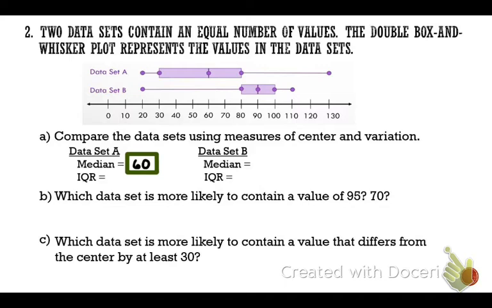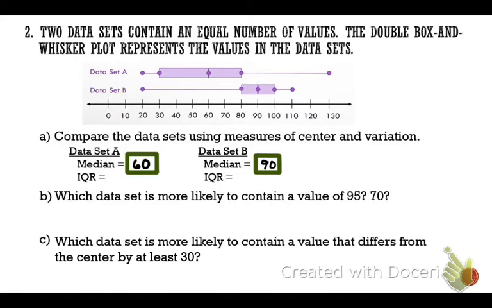Now let's focus on the second data set B. Matthew, what is the median for data set B? 80. Not 80. You're looking for what comes in the middle of it. So what would it be? 90 is correct. Now we're going to try to figure out what the IQR is.